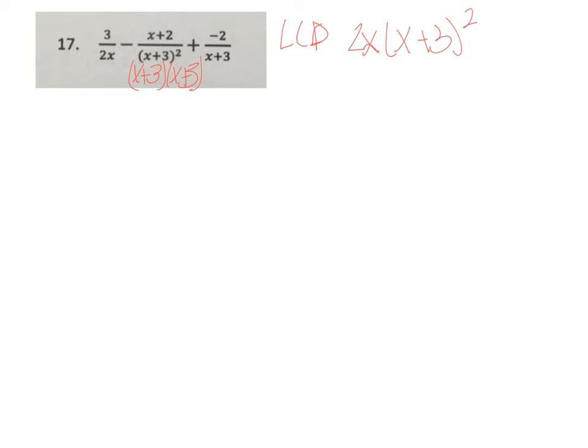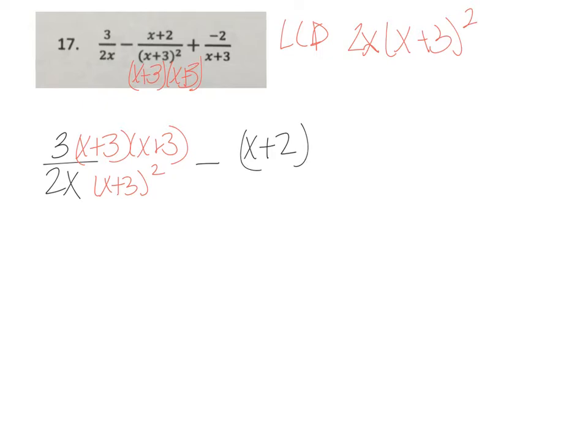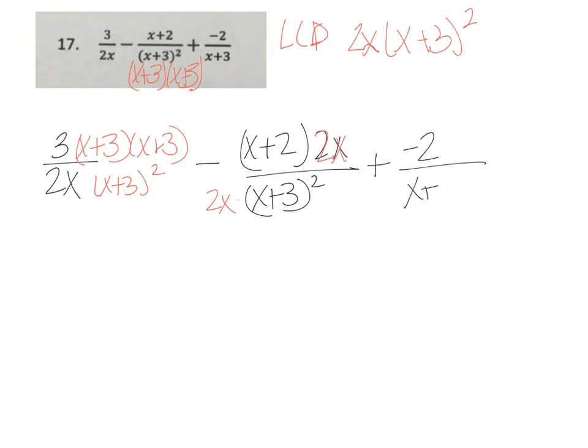So I'm going to take my first fraction, 3 over 2x, and I'm going to multiply by what's missing, x plus 3, x plus 3. And I'll just write it squared on the bottom. And then my second fraction, x plus 2, is missing the 2x, and over x plus 3 squared times the 2x, that's what was missing. And then my last fraction, negative 2 over x plus 3, is missing the 2x and an x plus 3.